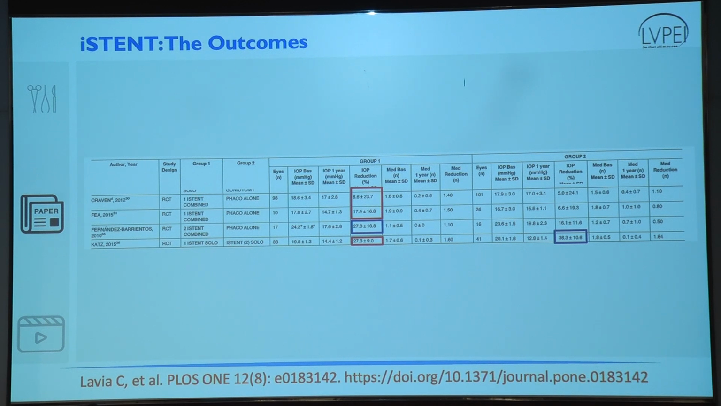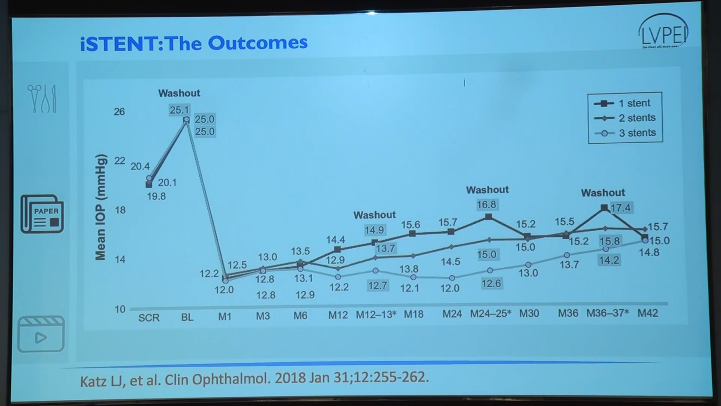Now, a very interesting trial by Katz et al. They made groups of consecutive POAG patients, put 1 implant in one group, 2 implants in another group, and 3 implants in the other group. So they have a very homogeneous population. This is the only non-randomized controlled trial which I would recommend to understand. One iStent, intraocular pressure level 17.4, two iStents 15.8, and three iStents 14.2. So this is the usual range in which trabeculectomy does.